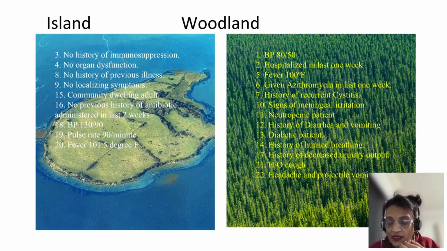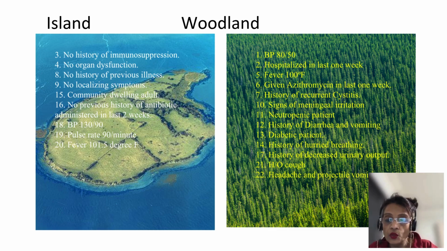So it's not a normal vital. So number 2, hospitalized in the last 1 week. Then fever of 100 degree Fahrenheit. Then given azithromycin in the last 1 week. History of recurrent cystitis. Signs of meningeal irritation. So these are suggestive of some localizing infections.